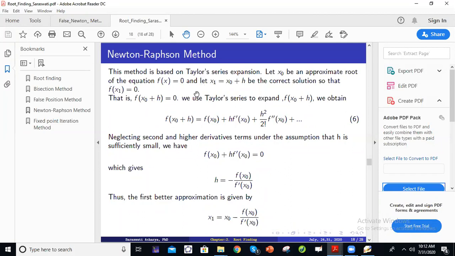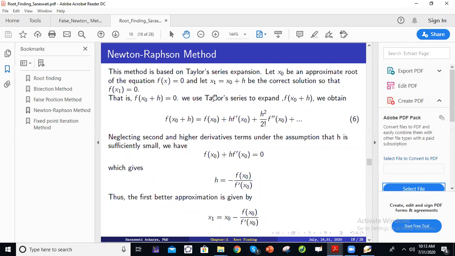If x1 is the correct roots, f of x1 equals to 0. But what is x1? Some increment from x0, some changes from x0 point, x0 guess point. We suppose x0 plus h be the correct solution, that is x1, right? See here, f of x0 plus h equals to 0. Can you write f of x0 plus h equals to 0? F of x equals to 0 is our equation. x0 plus h is our correct roots. So f of x0 plus h equals to 0.